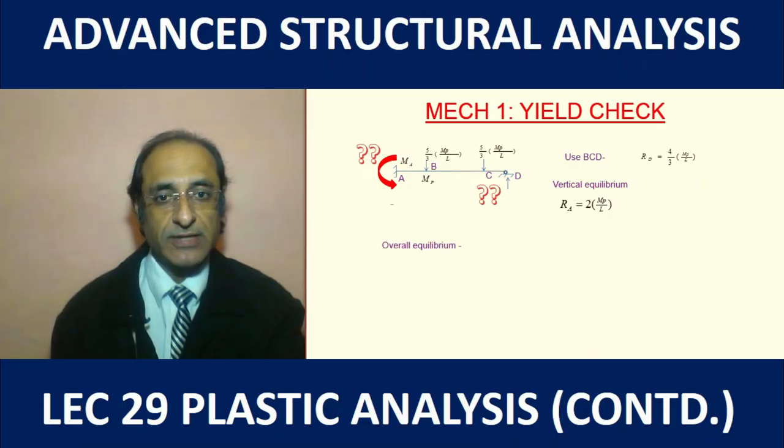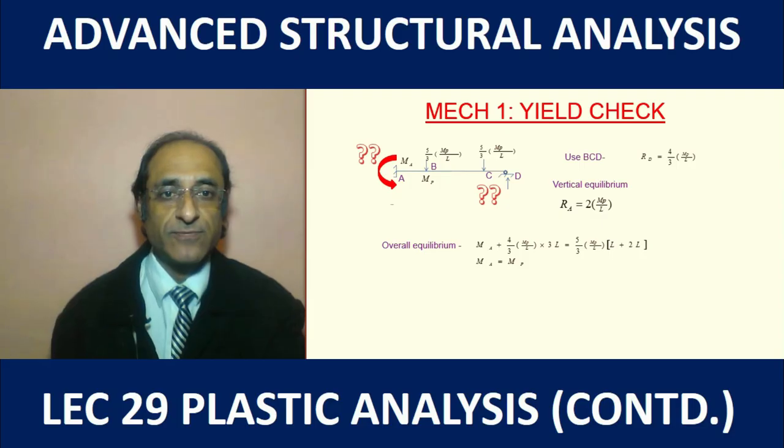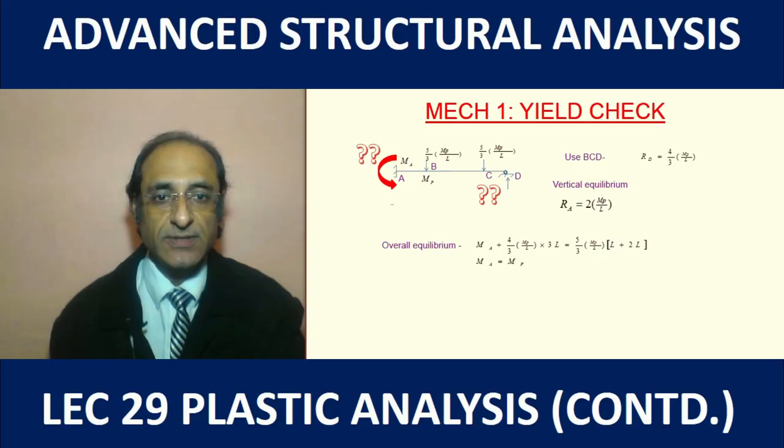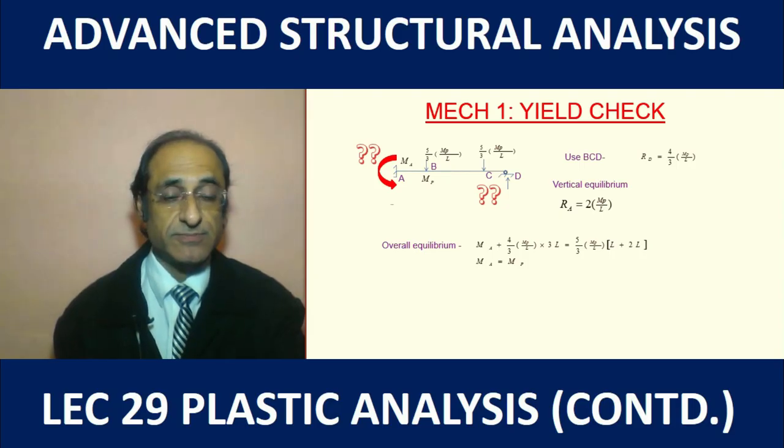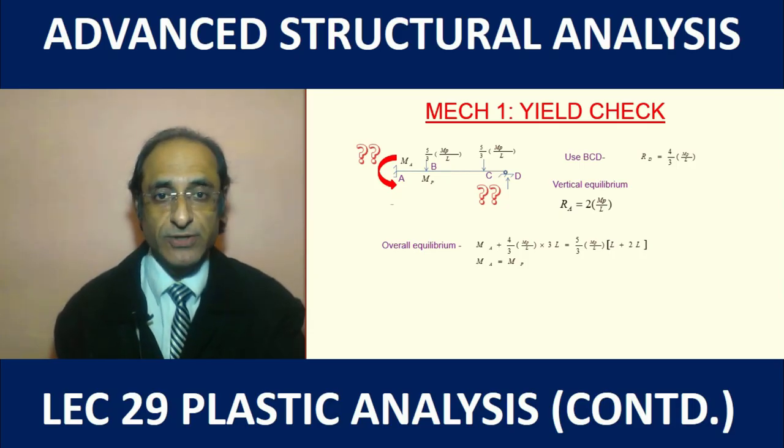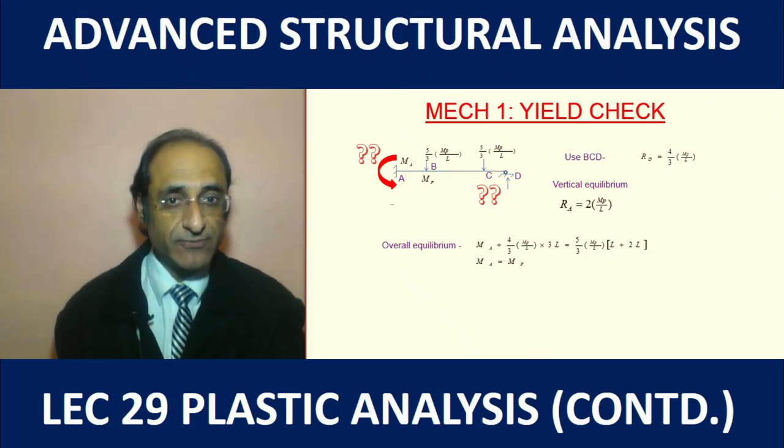You can do these calculations yourself, and once we have these 2 reactions, we can find out the moment MA from the overall moment equilibrium of the entire structure. This comes out to be MP. So is it good news? Yes, good news, but then we have to investigate further, because at A we definitely have the moment equal to MP, but then should we check at point C also?